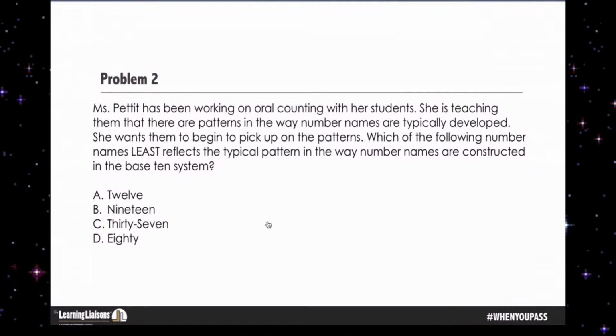Miss Pettit has been working on oral counting with her students. She is teaching them that there are patterns in the way that number names are typically developed. She wants them to begin to pick up on those patterns. Which of the following number names least reflects the typical pattern in the way number names are constructed in the base 10 system? 12, 19, 37, or 80?